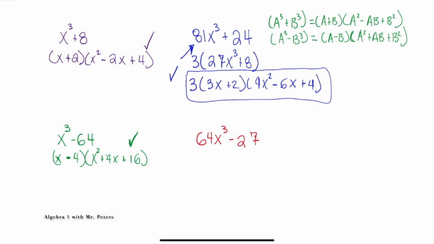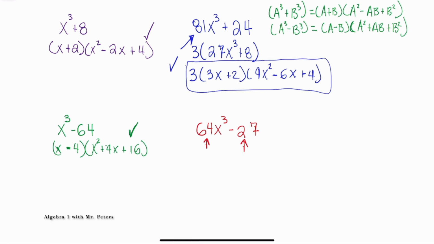Now, example number 3 is straightforward because 64 and 27 are both perfect cubes. So we break this down for the first expression, which is just the cube roots. So the cube root of 64x to the third is just 4x. Cube root of 27 is just 3. Then we follow the format of the equation. So a squared is just 16x squared, plus ab, which is 12x, and then plus b squared, which is just 9.